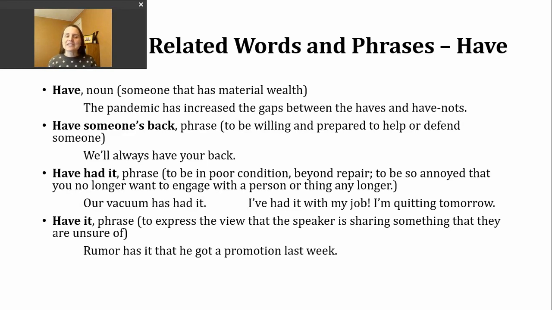Another phrase you might hear is to have it. This is often used to express that a speaker is sharing something that they're not completely sure is 100% true or accurate. So let me give you an example sentence of how this can be used. Rumor has it that he got a promotion last week. So if somebody said this sentence to me, I would know this person has maybe heard gossip from other people, but they don't know for certain that the other individual received a promotion.